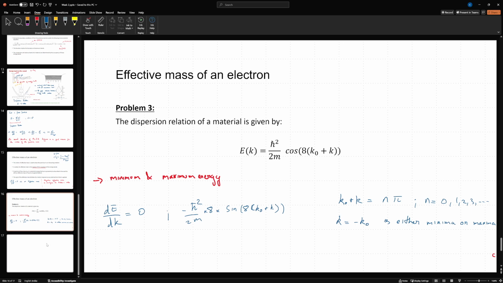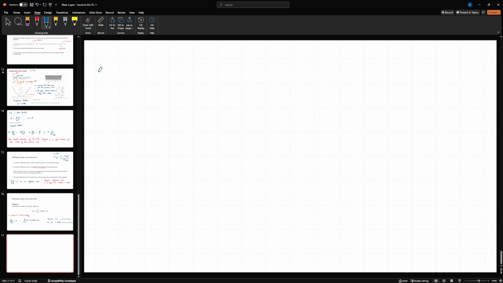To find out if it is a minimum or a maximum, I need to take the second derivative. That is going to be d²E upon dk², which will come out to be, the minus sign will stay, minus ħ² upon 2m. Another factor of 8 will come out, and we will return back to the cosine function again, cos 8(k plus k₀). Now we know that if k is equal to minus k₀, the inner argument becomes 0, which implies the cosine value will be plus 1.